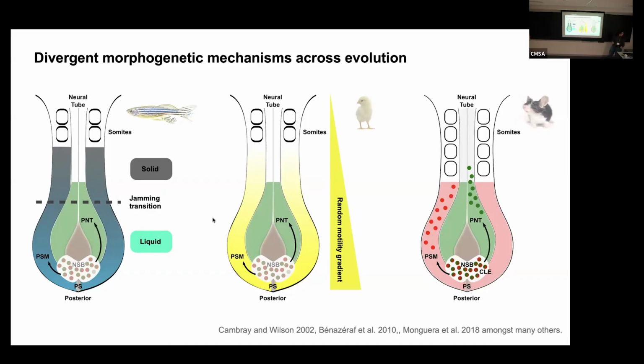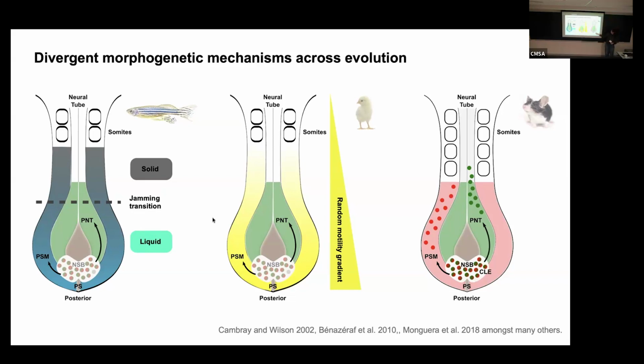I think there is a jamming transition. Possibly, yeah. What is different is that these cells are more packed in the fish, like we heard. But I think it jams at some point. But it's a continuum between the two in some ways, that you can change the position of the jamming transition and you get from one to the other. Oh, yeah, that's interesting, yeah.